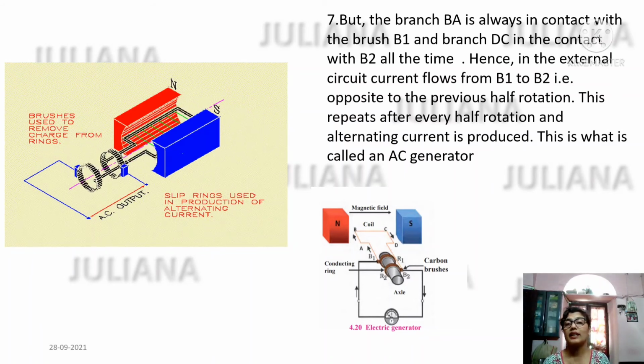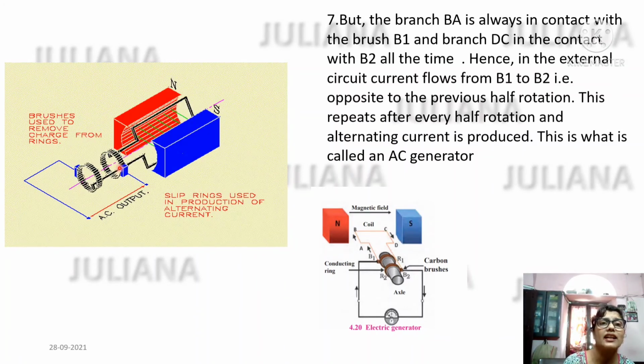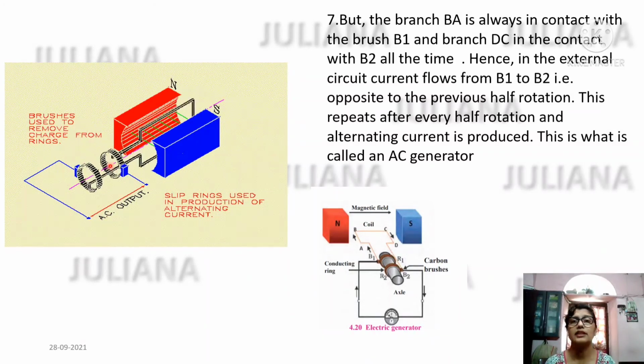This happens because AB is always in contact with brush 1. If you look at this picture here, they are tightly attached. AB is tightly attached to the same ring and the same brush. It is brushing against the same brush. So when it is up, the direction will be this way, and when it goes down, the direction will become the opposite way. So the external circuit current initially flows from B2 to B1 and then it flows from B1 to B2. Thus for every half rotation, alternating current is produced.